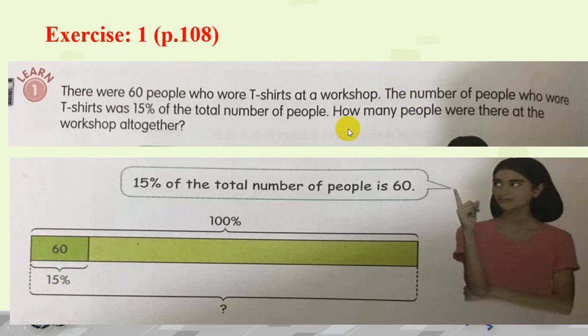So what is the question? How many people were there at the workshop altogether? They want to know the total number of the people, right? So it means that they want to know 100% of the people here. So in order to find 100%, maybe this information, that 15% equals 60, is very useful in order to find the solution. Okay, so how do you find the solution after you found this model?